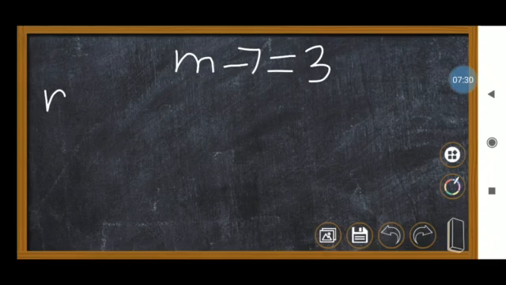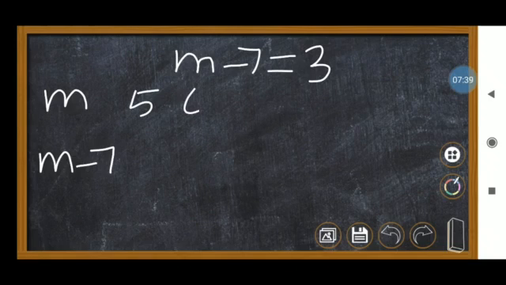So the equation is m minus 7 equal to 3. First one, the m values they have given. What are those m values? First one, 5, 6, 7, 8, 9, 10.